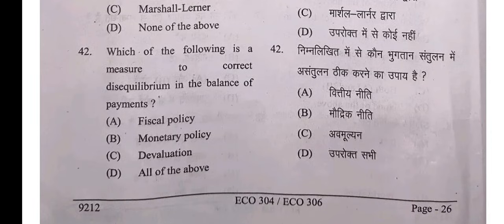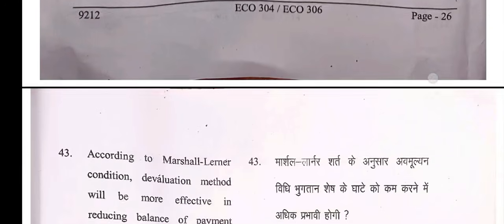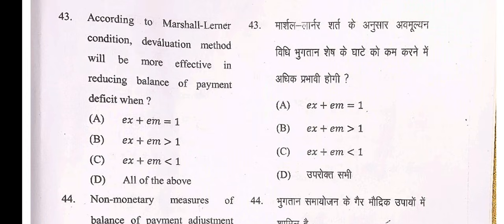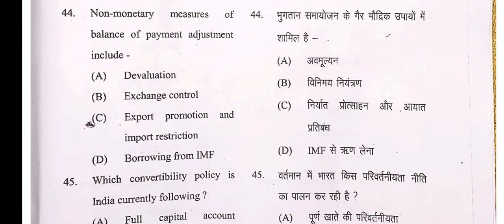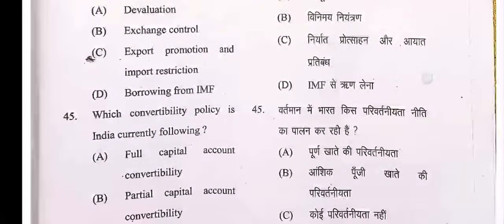Which of the following is a measure to correct disequilibrium in the balance of payment? Option D, all of the above. According to Marshall-Lerner condition, devaluation method will be more effective in reducing balance of payment deficit when, option B, elasticity of export plus elasticity of import greater than 1. Non-monetary measures of balance of payment adjustment includes export promotion and import restriction.